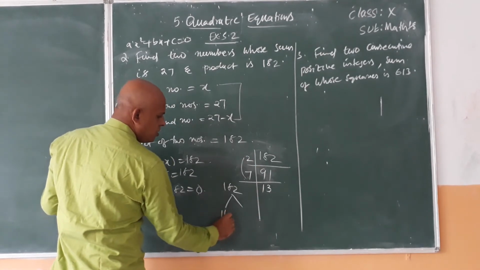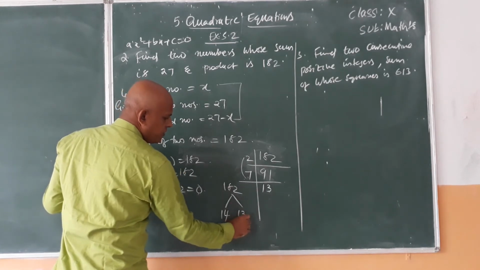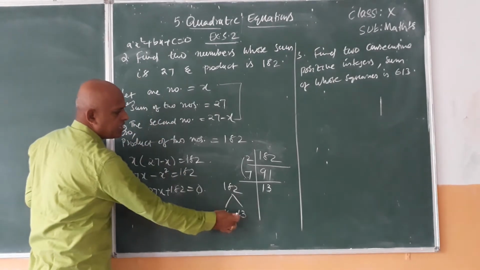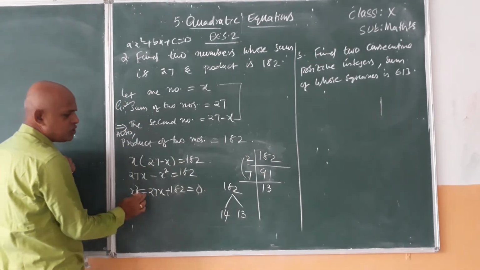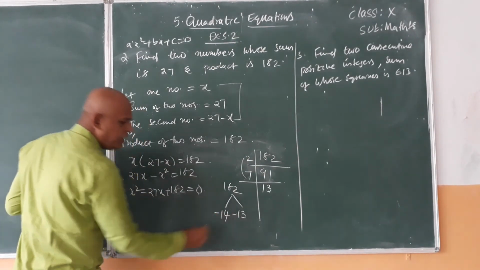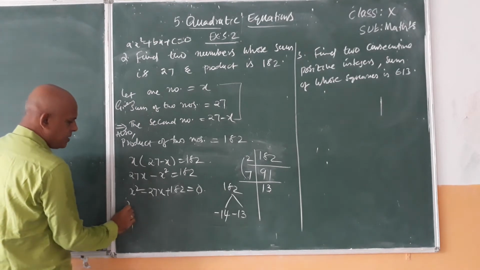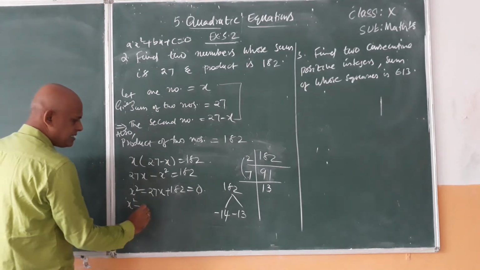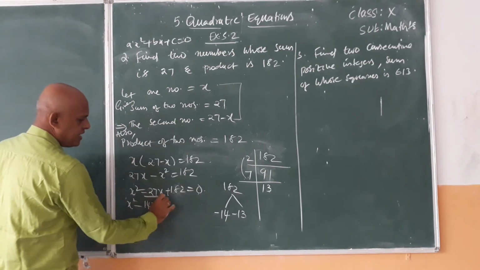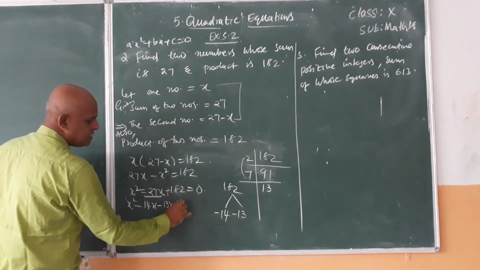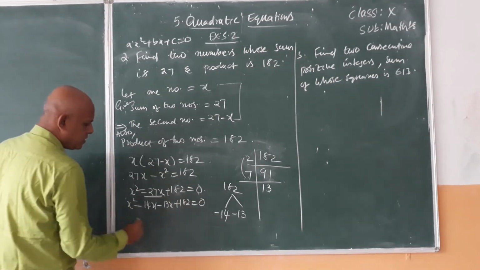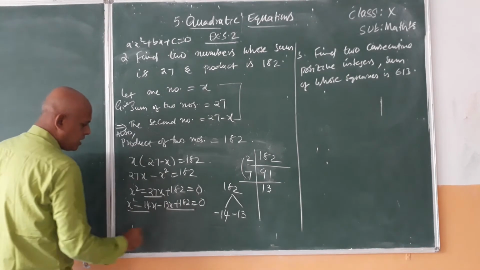2 7s are 14, 14 into 13 is 182. 14 plus 13 is 27. Because of minus 27, we will take minus 14 and minus 13. Then what happens here? x square minus 27x can be written as x square minus 14x minus 13x plus 182 is equal to 0. In these two terms, we will take common.